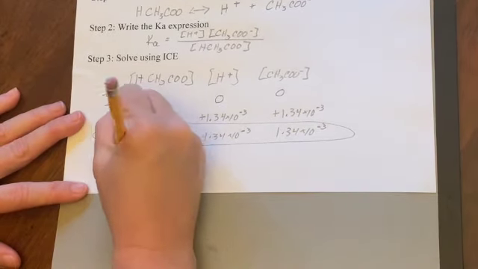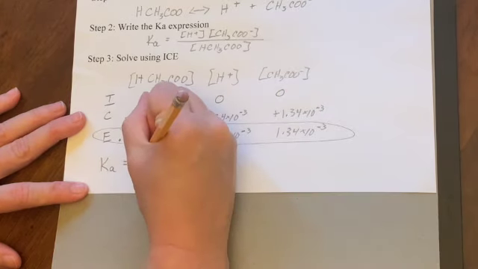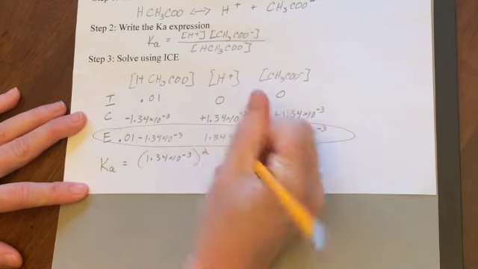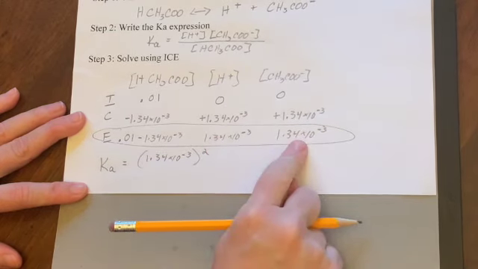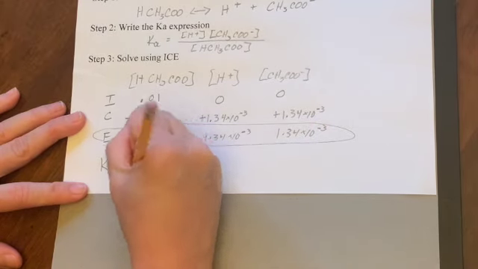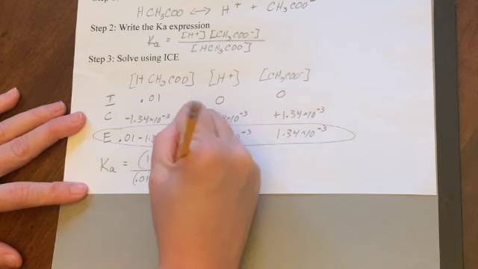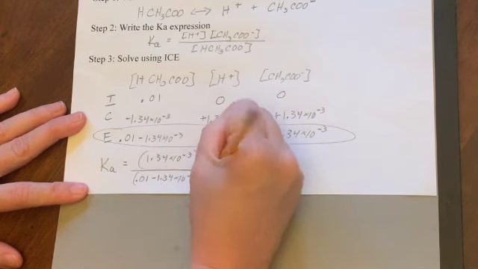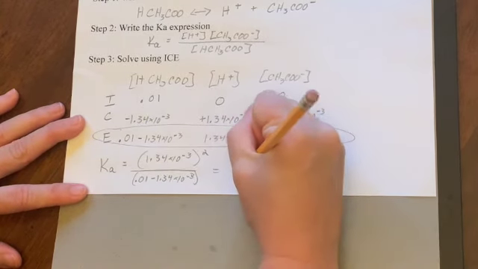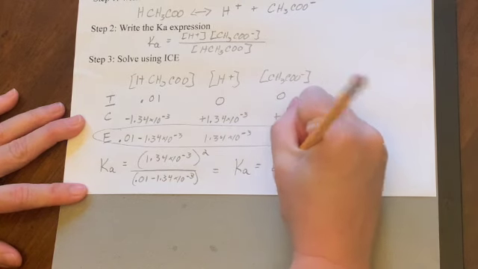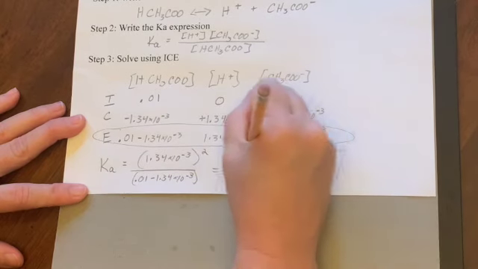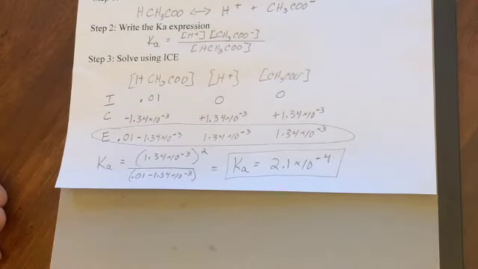So Ka is going to equal 1.34 times 10 to the negative third, squared, because it's H plus times the negative ion, over 0.01 minus 1.34 times 10 to the negative third. Take a moment, put that into your calculator, and I end up getting Ka is equal to about 2.1 times 10 to the negative fourth. All right, there we go.